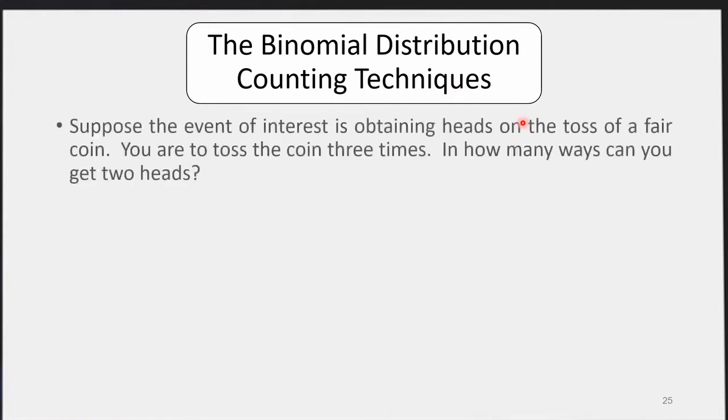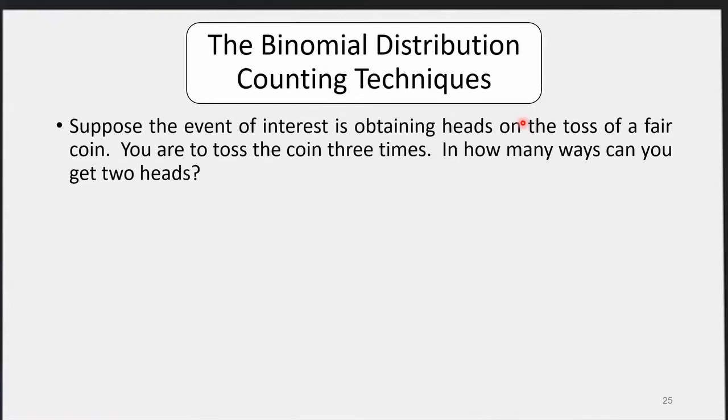Now, a very important thing that we have to keep in mind is the counting techniques pertaining to binomial distribution. Why are we learning this? Because in the next slide, we will learn the probability distribution function pertaining to binomial distributions, and in that function, you will come across this counting techniques expression included in it. So let's take an example.